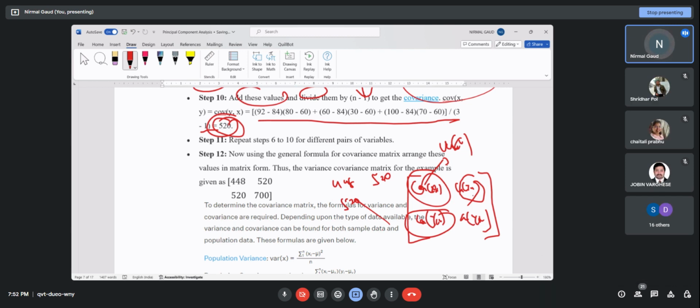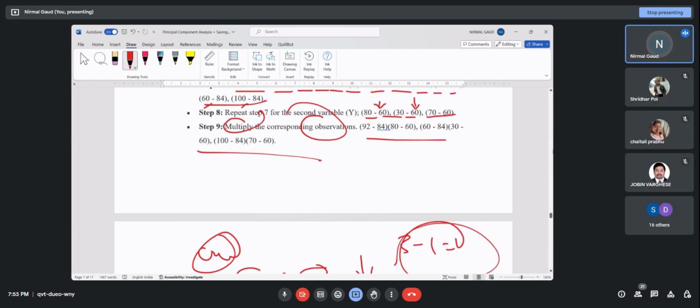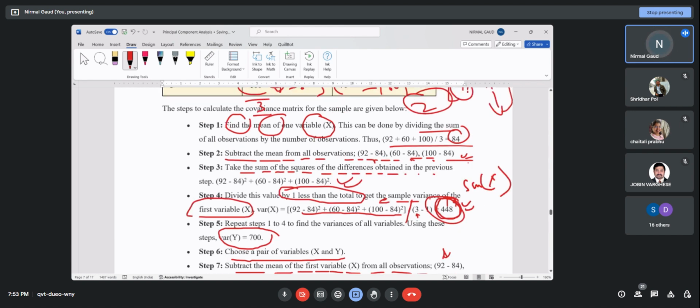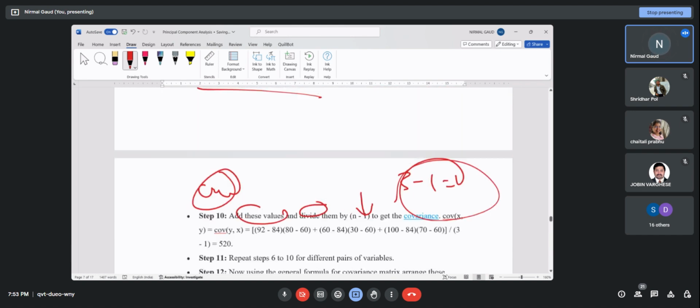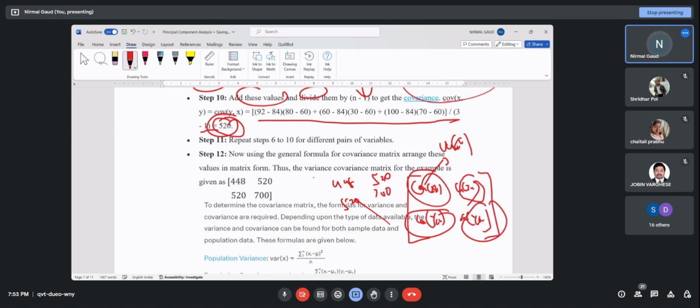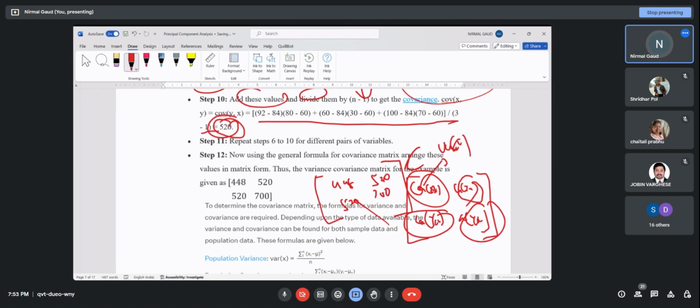And covariance of yy is variance of y. What is the variance of y? Variance of y is 700, so put 700 here. This is your square matrix. You have to calculate the eigenvalue and eigenvector for this.